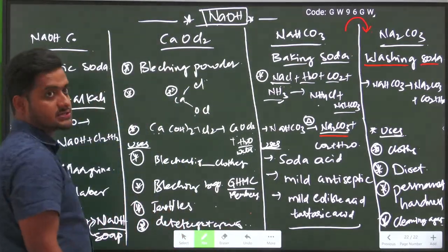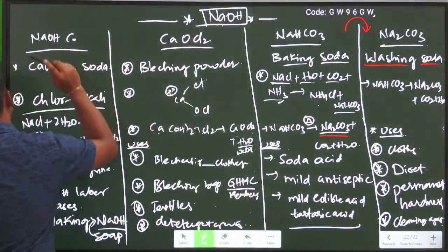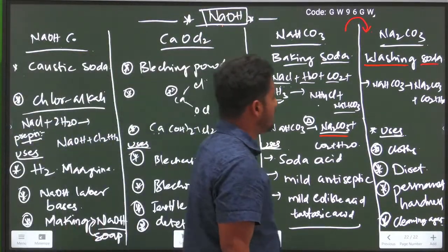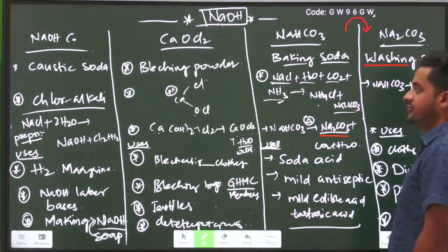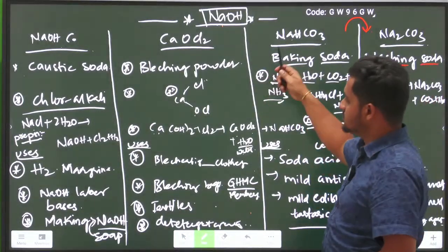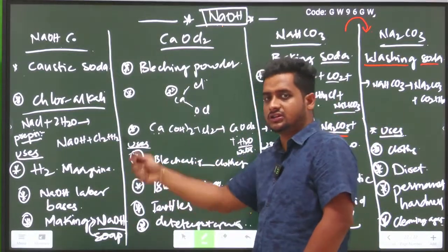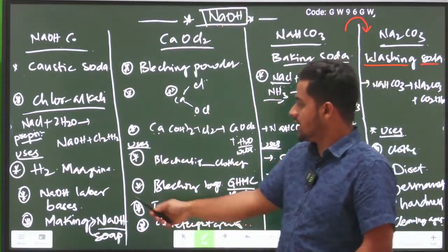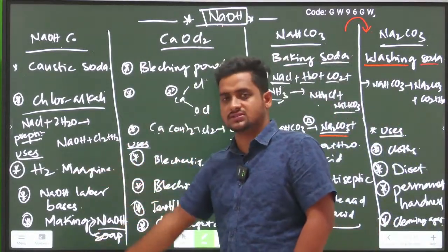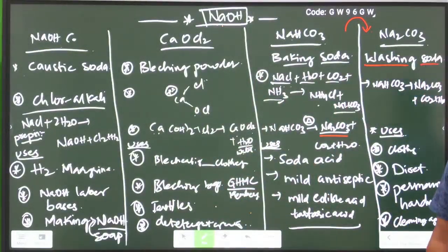So take this as an example, that is NaOH. From this NaOH only you are going to get all these: NaOH, CaOCl2, NaHCO3, Na2CO3 and all. So first you have to know their common names. After knowing their common names, you have to know their reactions, how they are reacting. After the reactions you have to know how they are prepared. After their preparations you have to know their uses. So all this comes under your examination point of view only.